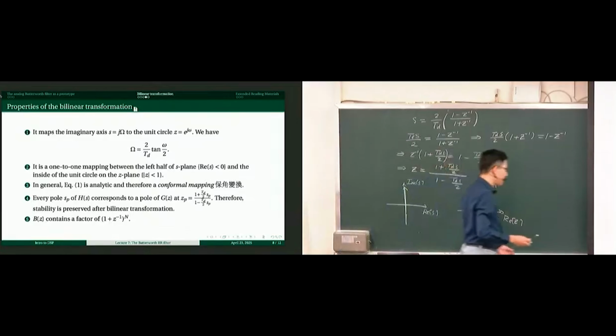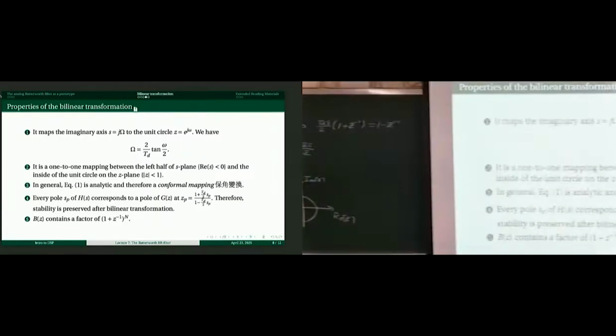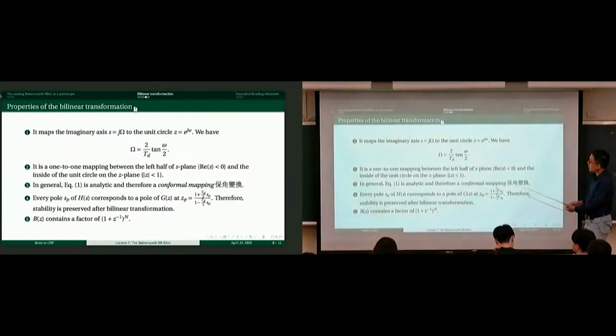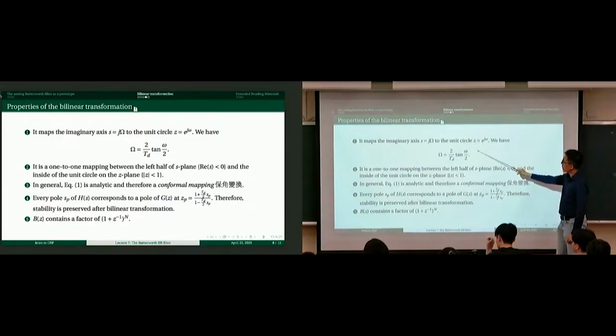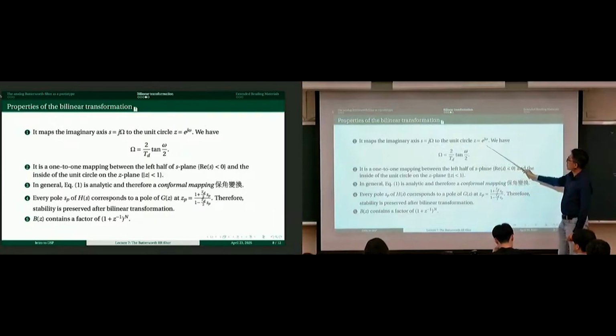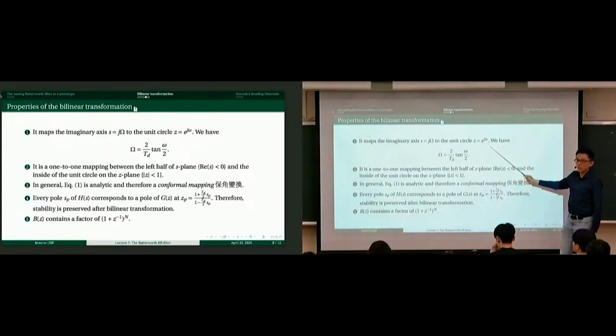So let me just introduce all the properties before we dig into details. That's the first property I claim to you: the bilinear transformation, the mapping between S and Z, and in particular the imaginary axis, is mapped to the unit circle. Therefore, this implies a relation between big omega and small omega.